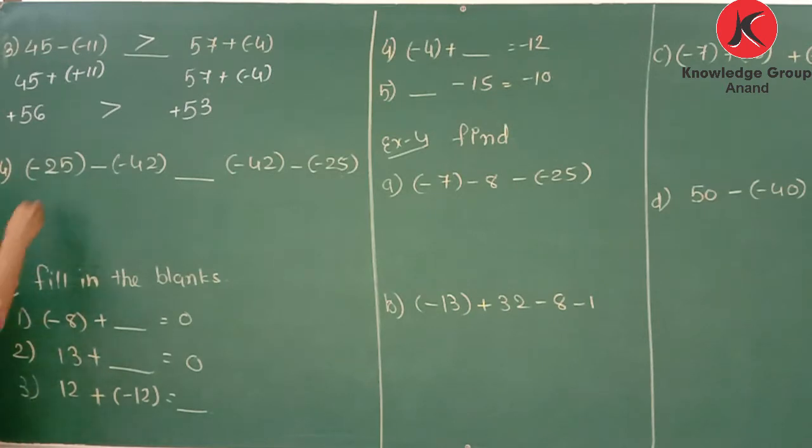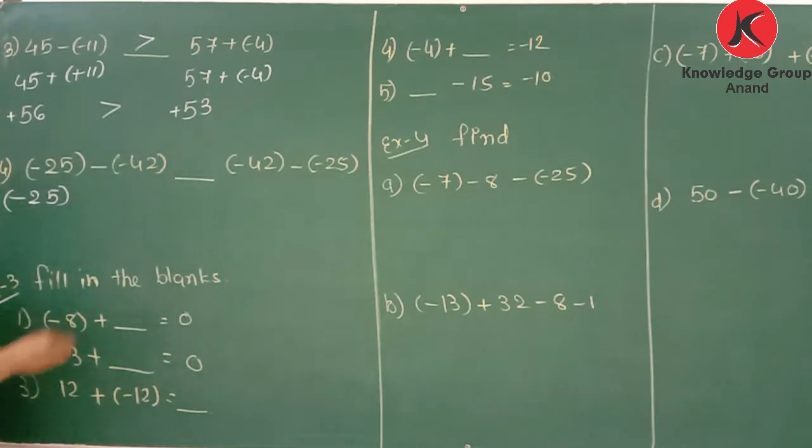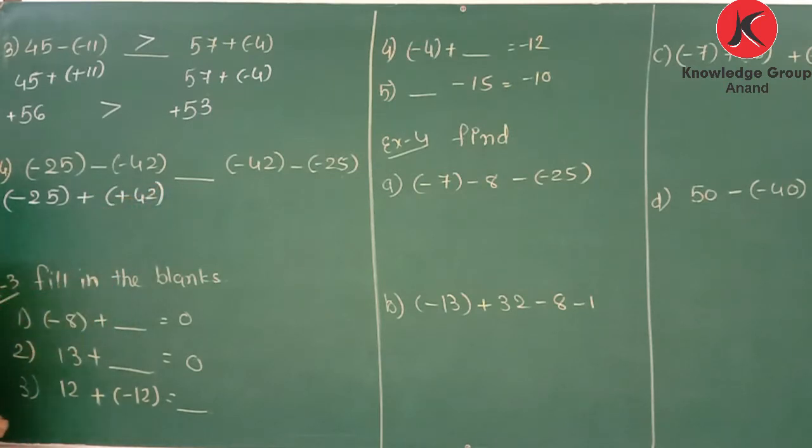Now fourth part, minus 25 minus 42. So we will convert subtraction into addition. We convert only if there is a subtraction. If it is addition, we do not change it. So here plus 42, minus becomes plus 42. Now one number is negative, one number is positive. So find the difference. 42 minus 25 gives 17. Now which number is bigger? 42, and the sign of 42 is plus, so it is plus 17.